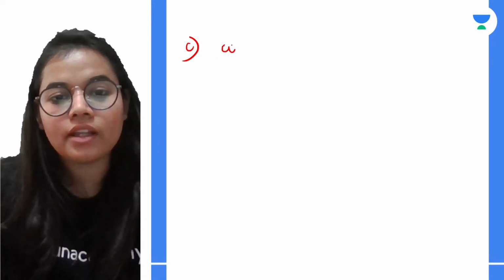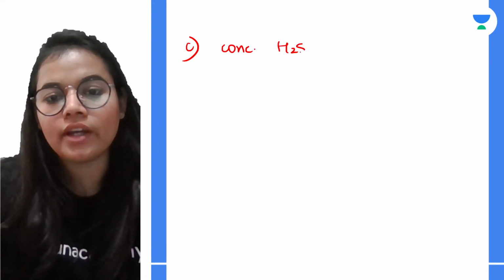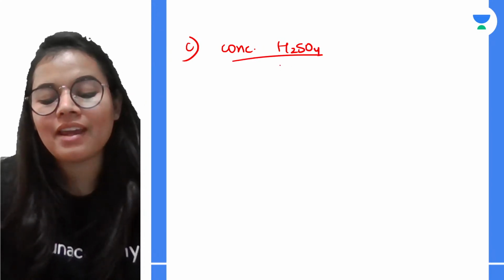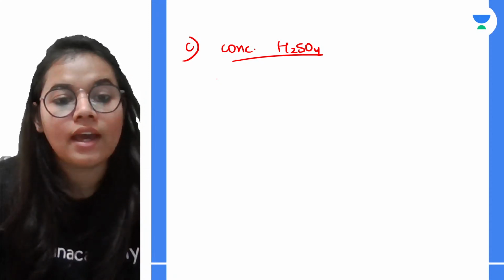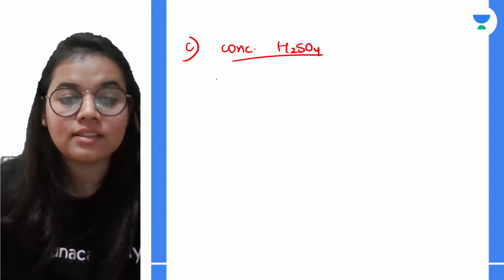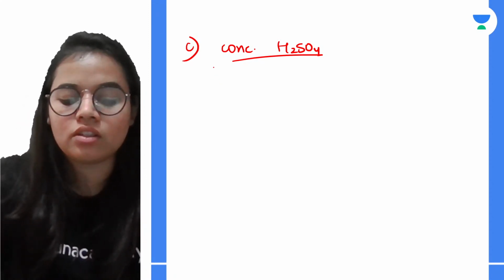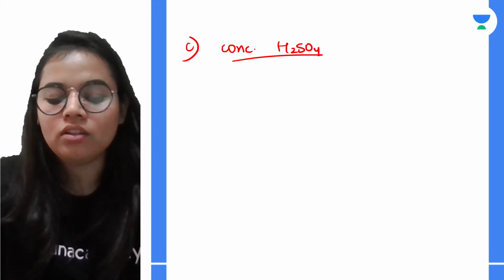Okay, so the basic reason is जो हमारा ये concentrated H2SO4 है, it has got a great affinity for chemically combined water molecules, and that is why it acts as a dehydrating agent. Understood, everyone?